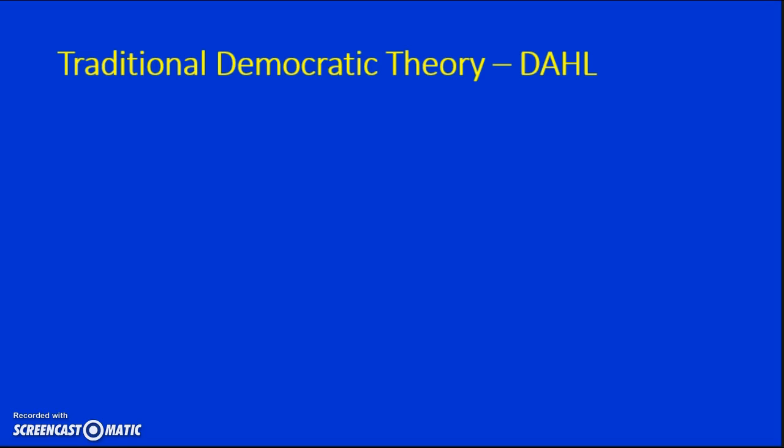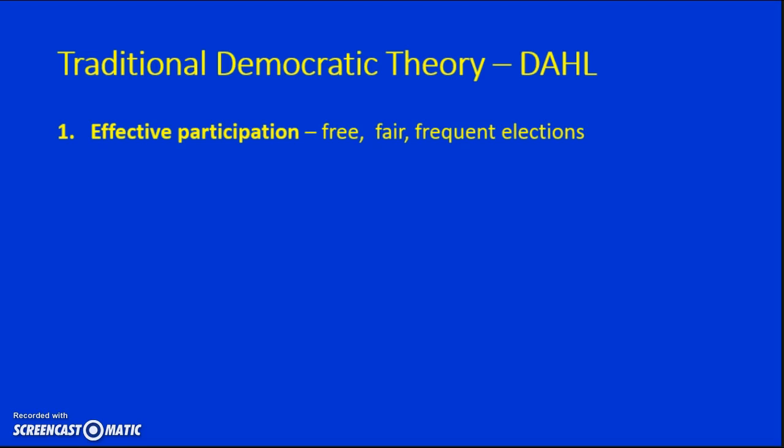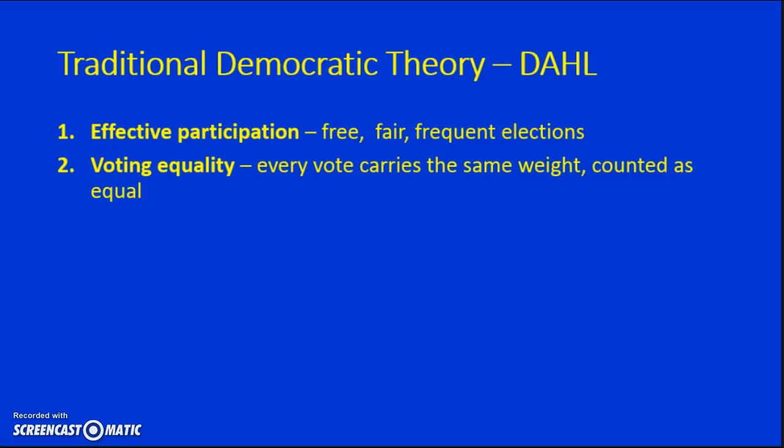All right, next we're going to turn your paper over and you're going to take some notes on traditional democratic theory. The political scientist most associated with this is Dahl, D-A-H-L, and he has 5 characteristics of traditional democratic theory. First is effective participation, in that everyone should get involved, everyone should vote in frequent elections. 2, voting equality, that every vote counts and carries the same weight, whether you're rich or poor.